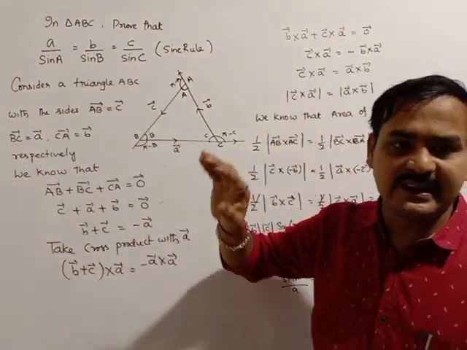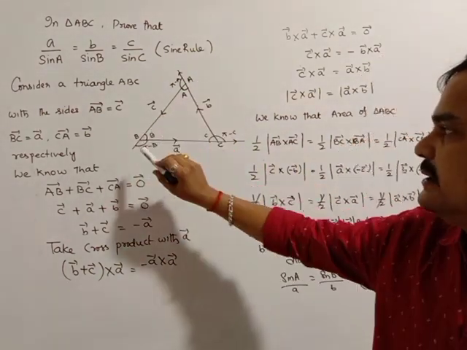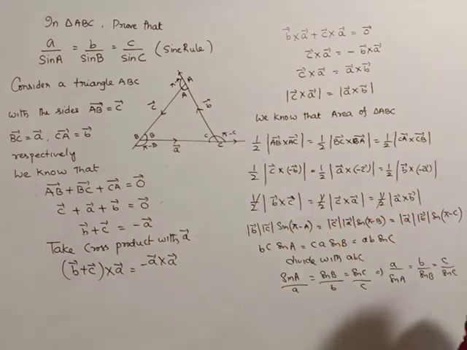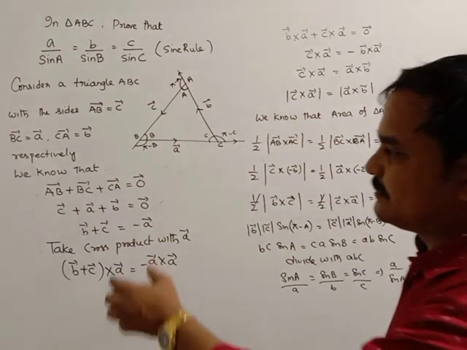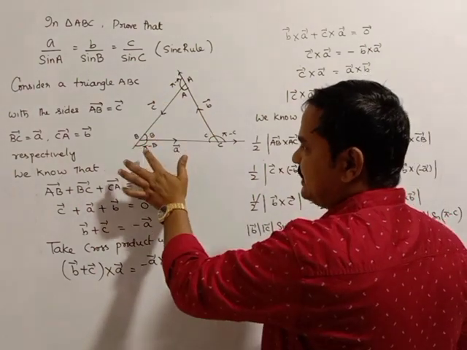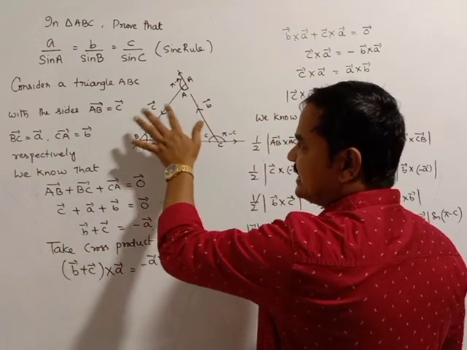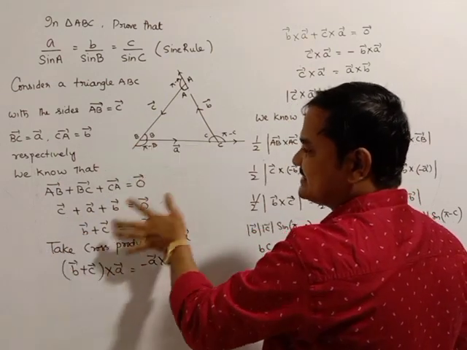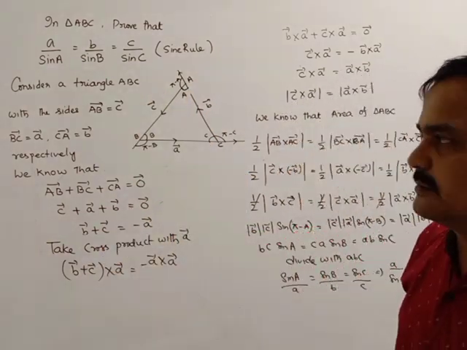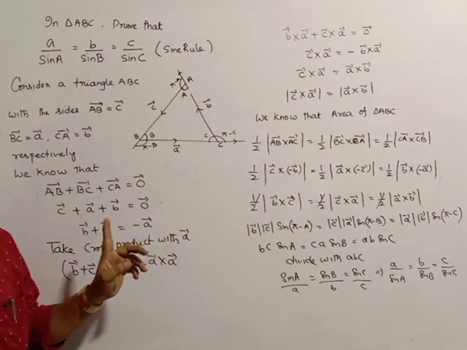For that purpose, what did you do? Consider a triangle ABC with sides AB bar equal to c bar, BC bar equal to a bar, and CA bar equal to b bar respectively. Now, the sum of the sides of any closed polygon is a null vector. So AB bar plus BC bar plus CA bar is 0 bar. AB bar you take as c bar, BC bar as a bar, and CA bar as b bar, is equal to 0 bar. Keep c bar plus b bar and take the a bar to the other side.